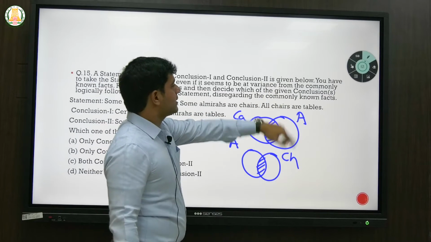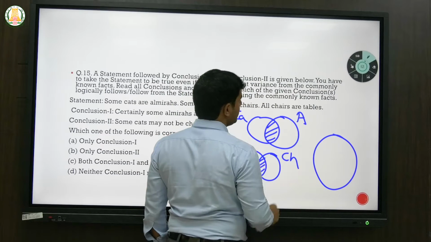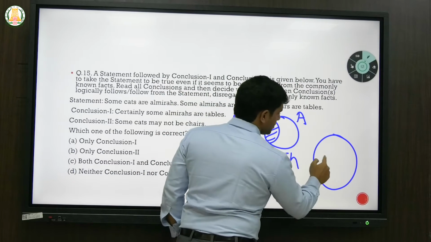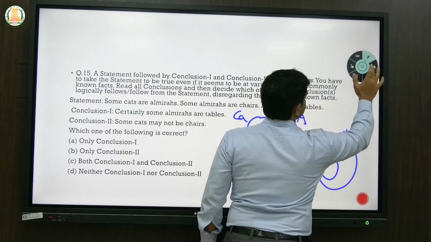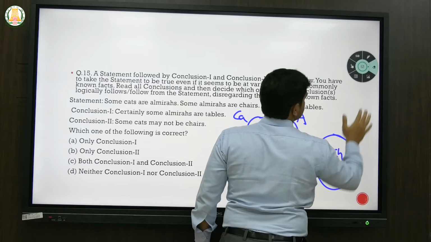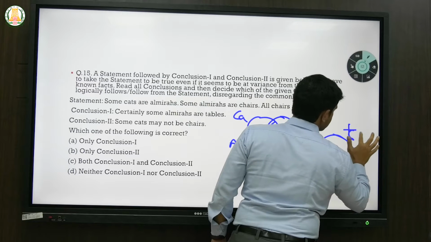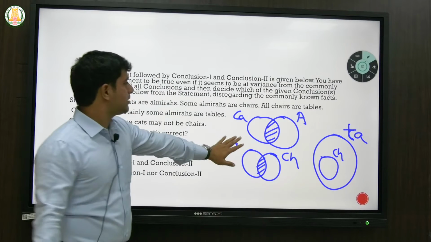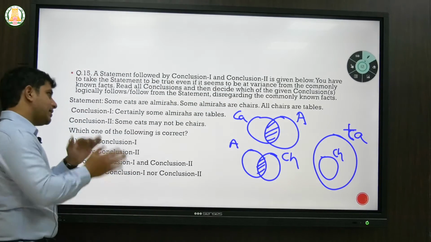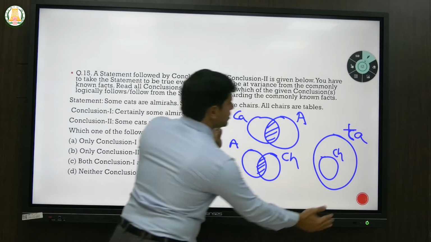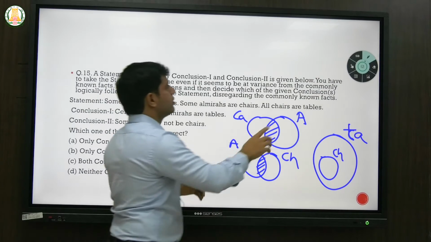But what is he saying? All chairs are tables. Again, when this comes, that means tables is a bigger diagram. All chairs are within tables. So this is tables. Okay. So this is a basic representation of your statements. But again, as we have done in the previous question, you have to combine the statements together in order to answer this.